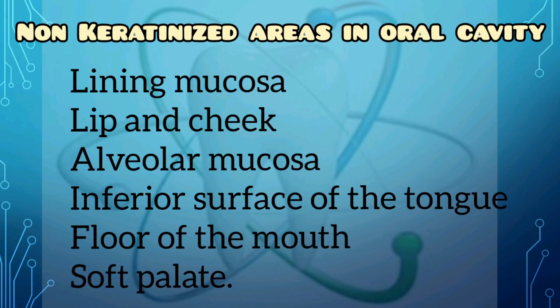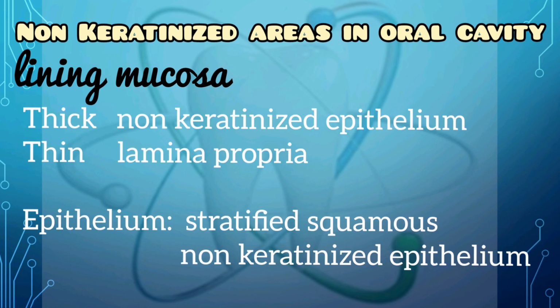So next we can go into the non-keratinized areas of the oral cavity. These include the lining mucosa, the lip and cheek, the alveolar mucosa, the inferior surface of the tongue and the floor of the oral cavity, and the soft palate. So coming into the lining mucosa. All the zones of the lining mucosa are characterized by a relatively thick non-keratinized epithelium and a thin lamina propria.